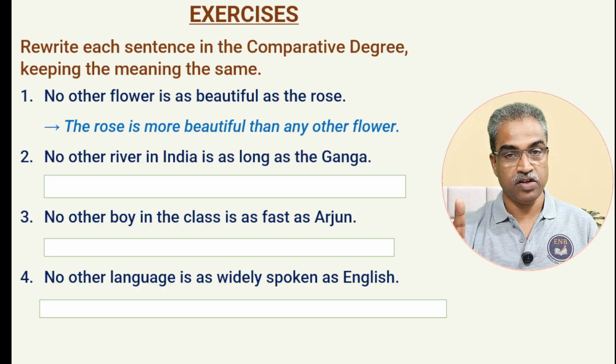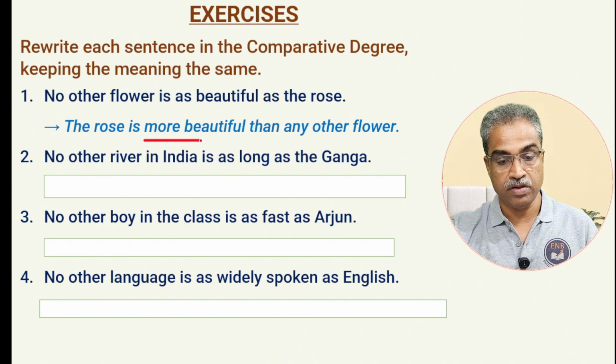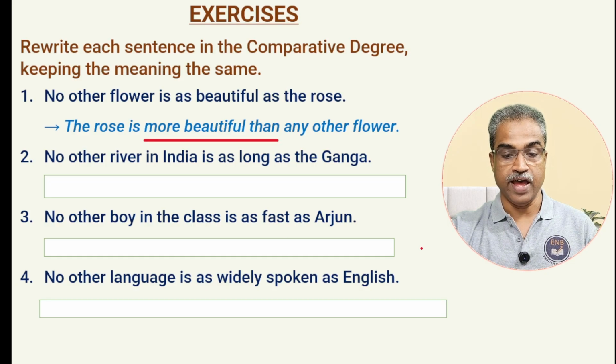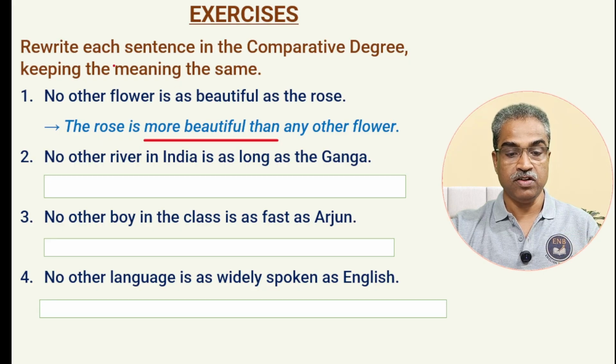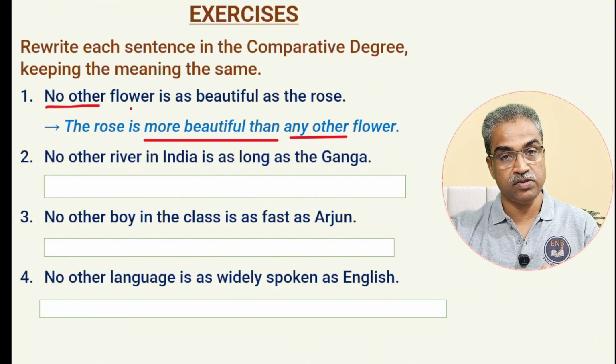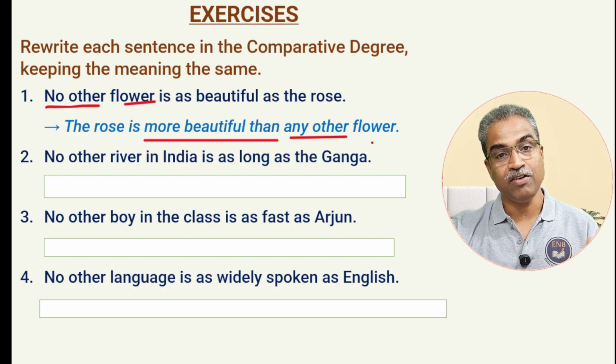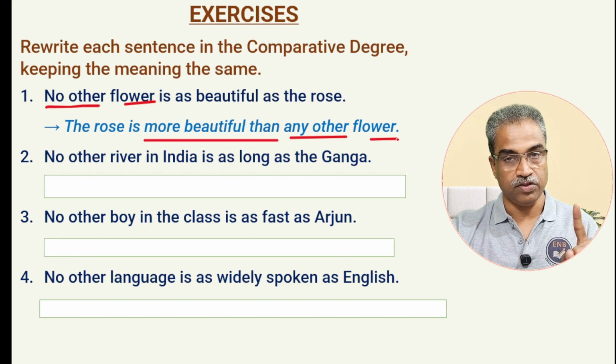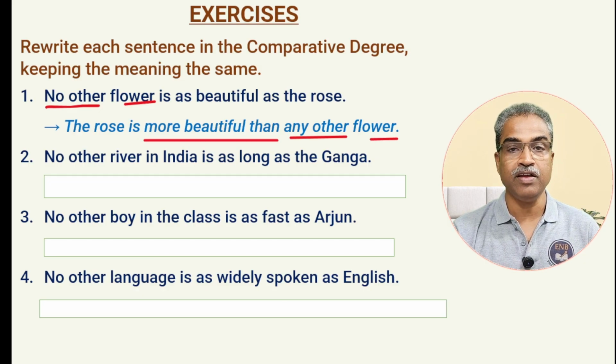Okay, the rose is more beautiful. Beautiful is more than 2 syllables there. So the rose is more beautiful than, this is a phrase which goes together, more beautiful than. Next is in the positive we use here no other, but in the comparative we use any other. No other flower. The mistake we make is we say no other flowers, which is wrong. We don't use plural, the noun. It is always singular. Similarly, any other flowers, plural, you will not use. You will only use the singular form of the noun. So the rose is more beautiful than any other flower.